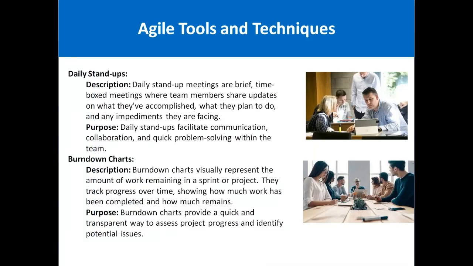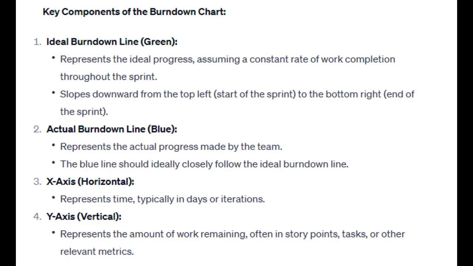Then burn down charts. A burn down chart is a visual representation of the work remaining in a sprint or a project. It tracks progress over time, showing how much work has been completed and how much remains. For example, 40 tasks need to be delivered, and 30 user stories are completed and 10 are remaining.